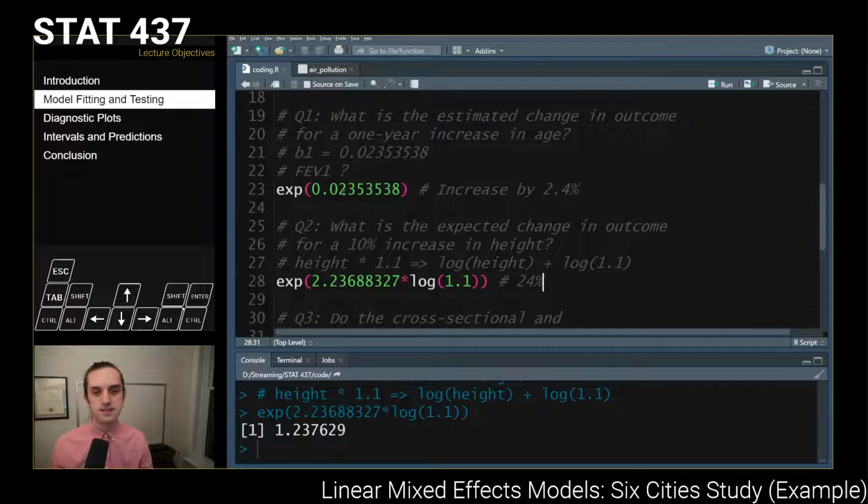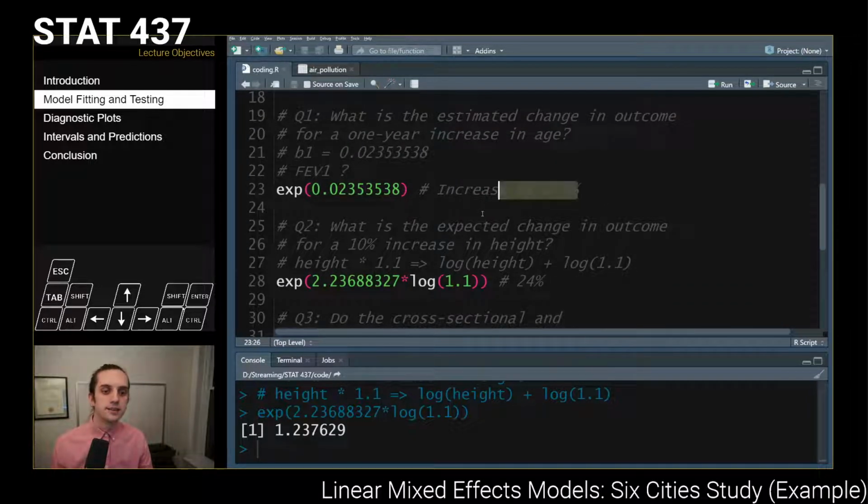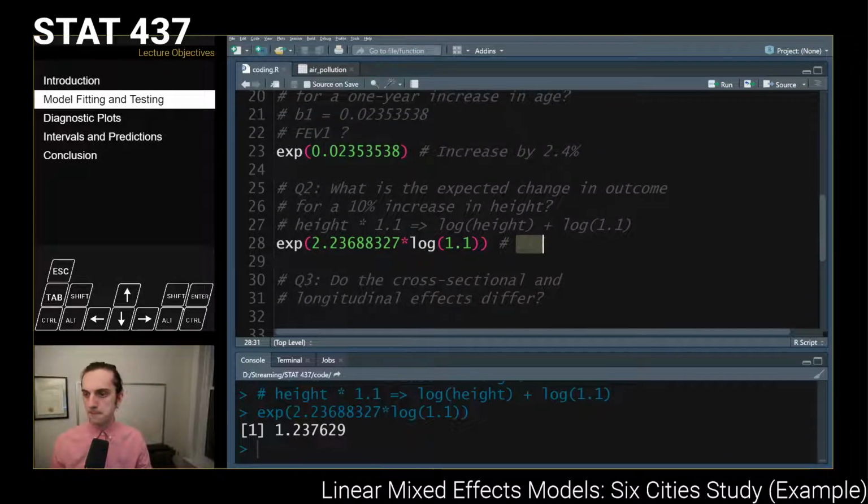So what this means is that aging by 1 year gives us an increase of our outcome by about 2.4% multiplicatively, whereas growing by 10% gives us a 24% increase on this. Okay?